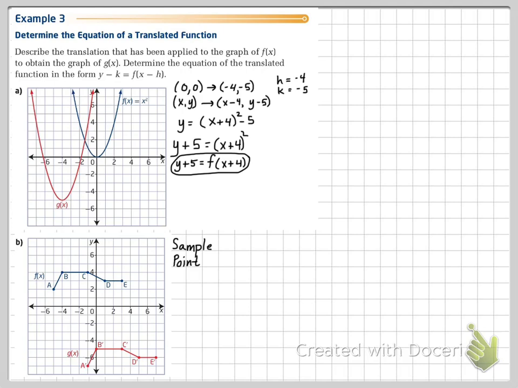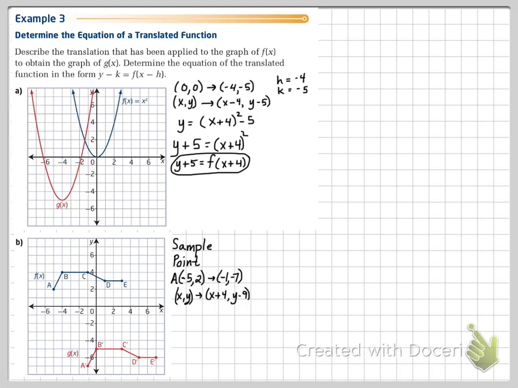In our second one, instead of writing all the points, just write a sample point. I'm going to use A. A was at (-5, 2), and A prime shifted to (-1, -7). What happened? Well, x becomes x + 4. It's going to be shifting 4 units to the right, and y is going to be y - 9, 9 units down.